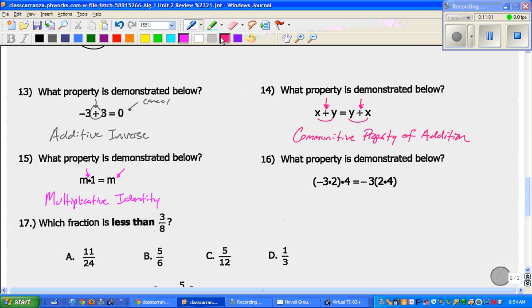All right, and last one for the properties. I see that we have parentheses. I notice that we are multiplying the entire time. But when you look at the numbers, all they did was move the parentheses, so they're grouping it. So this is the associative property of multiplication.